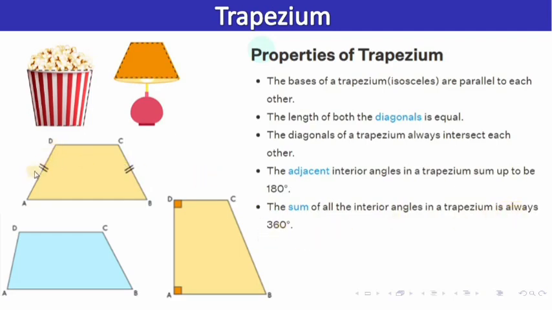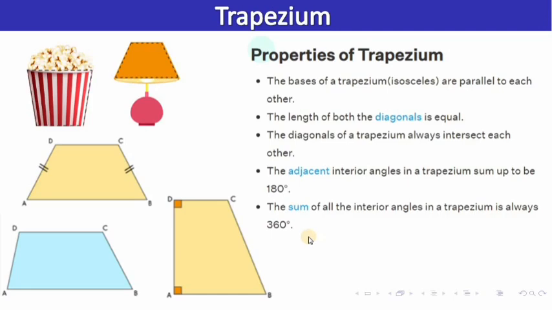Now all of you know that in a four-sided polygon, the sum of interior angles will be (n minus 2) into 180 degrees, that is 4 minus 2, that is 2 into 180 degrees. So 2 into 180 degrees is 360 degrees. That's quite obvious. Okay, right, so this is all about your trapezium.